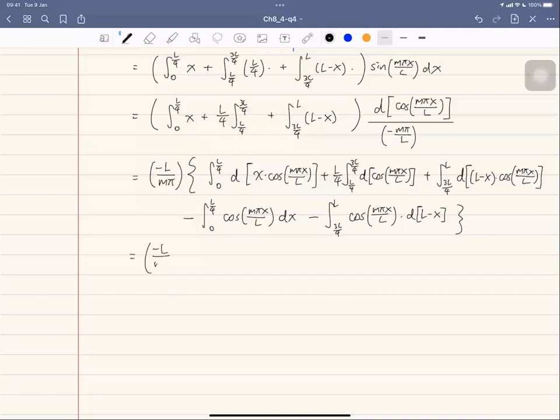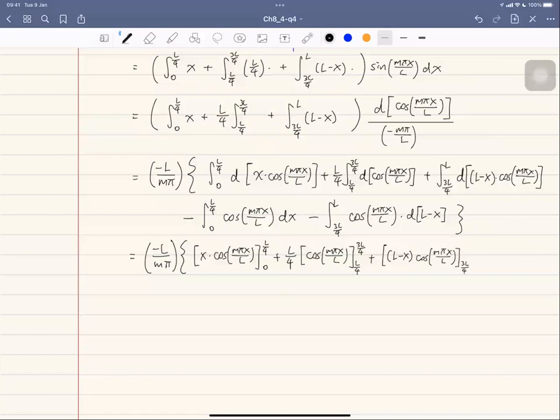So we have minus L over m pi, again in front, and here we have x cosine m pi x over L, 0 to L over 4, plus L over 4, and cosine m pi x over L, from L over 4 to 3L over 4, plus L minus x cosine m pi x over L, from 3L over 4 to L, right? Minus.